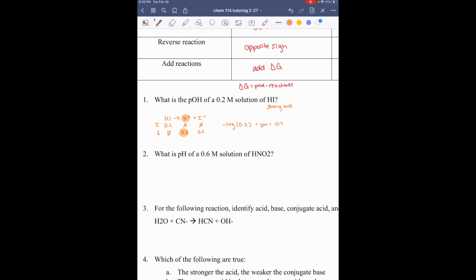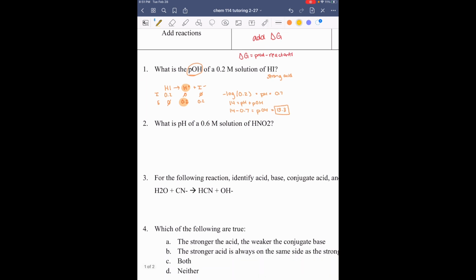And then we still need to get to pOH. So 14 equals pH plus pOH. So 14 minus 0.7 equals pOH, which is equal to 13.3, which is acidic. A low pH or a high pOH means it's an acidic solution. Okay, so let's do number 2 now.